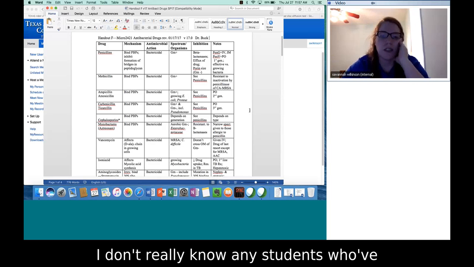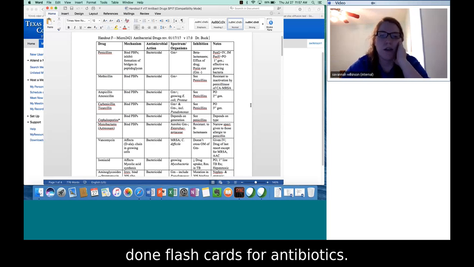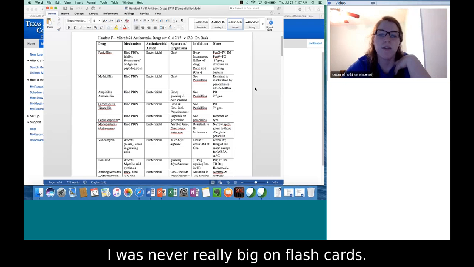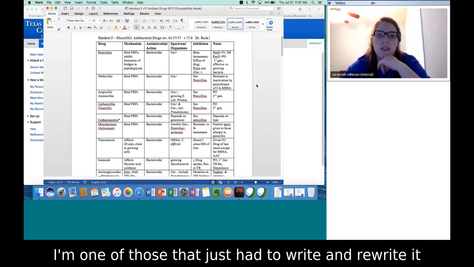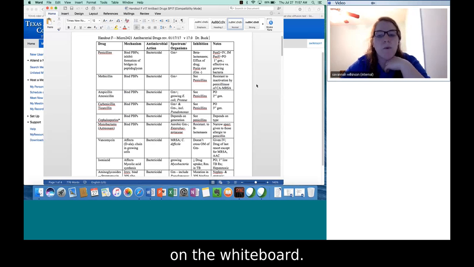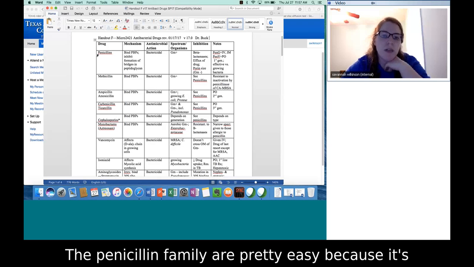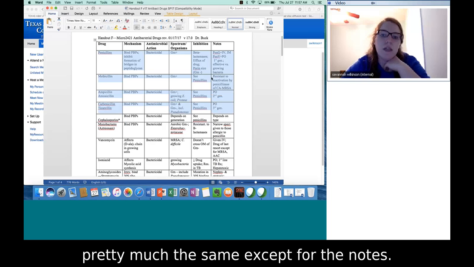I don't really know any students who've done flashcards for antibiotics. So if you're a big flashcard person, you can do that. That'll probably work. I was never really big on flashcards. I'm one of those that just had to write and rewrite it on the whiteboard. And then I tried to learn 2 a day. The penicillin family they're pretty easy because it's pretty much the same except for the notes.